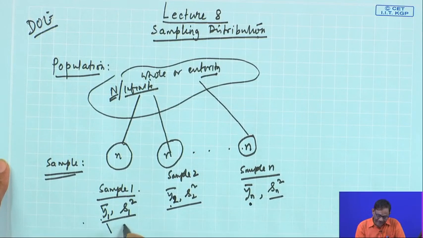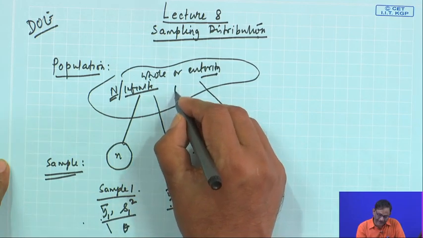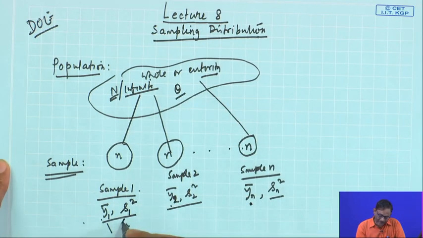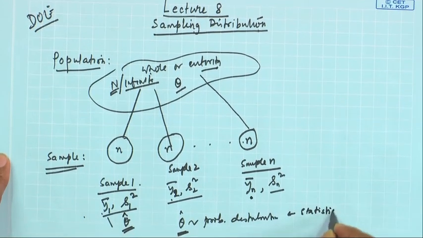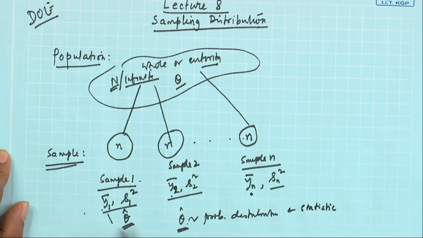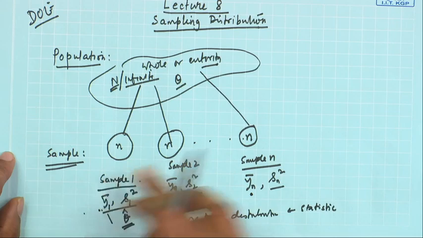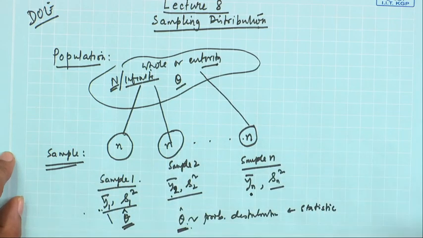So, in general, if I say theta is the population parameter and theta cap is the sample statistic, then theta cap will have a probability distribution. This distribution of theta cap, which is basically a statistic, is known as the sampling distribution. Theta cap may be the sample mean, the sample standard deviation or sample variance, or any other measure or statistic of interest.